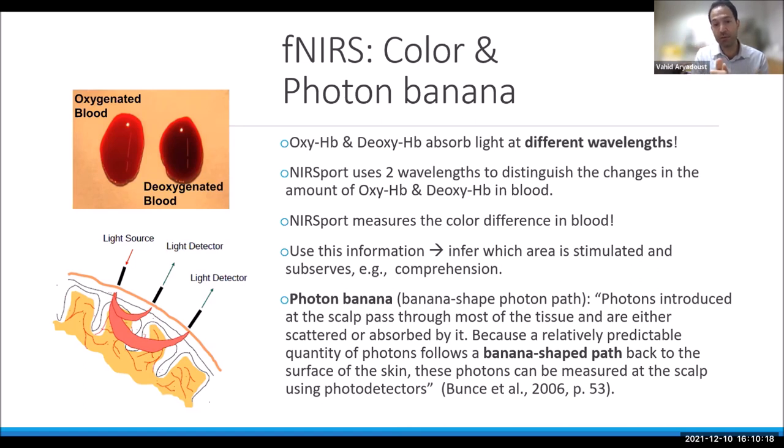Now, another concept is a photon banana. Photons introduced at the scalp pass through most of the tissue and are either scattered or absorbed by the tissue, that's the brain tissue. And because a relatively predictable quantity of photons follow a banana-shaped path, as you see just like the one on the left-hand side, back to the surface of the skin, these photons can be measured at the scalp using a photodetector. So whatever amount of light makes it back to the surface of the brain after you shine it to the brain, then the differences between different wavelengths can be measured, and the inferences that I mentioned before can be drawn based on that.